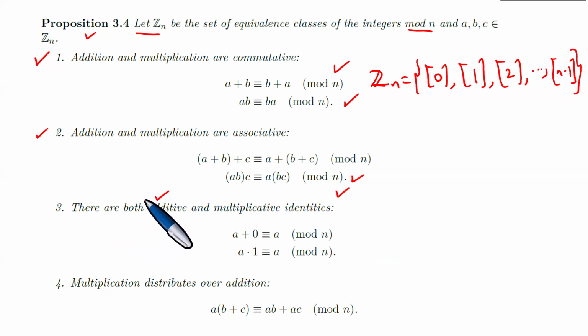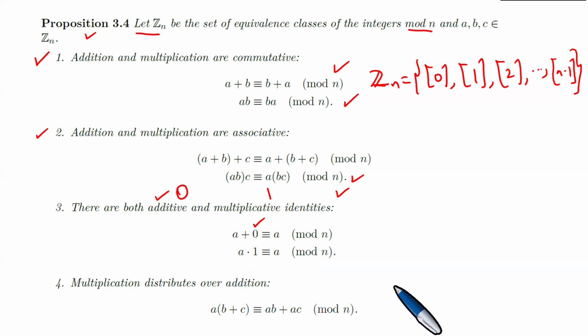Right, there are both additive and multiplicative identities. So this proposition is very important. It gives Zn some structure, but it is really saying that both additive and multiplicative identities are there. So 0 becomes our additive identity, because a plus 0 gives a modulo n. And 1 is the multiplicative identity, because a times 1 becomes exactly a modulo n.